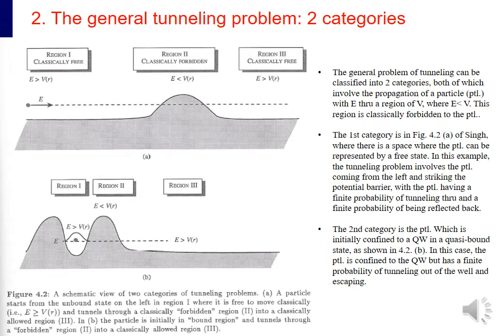We'll generalize the tunneling problem here. This is taken from figure 4.2 of Singh. The first problem is the same problem we discussed before. An electron at energy E passes through the barrier, and region 3 and region 1 are almost the same, so it is a potential-free region.